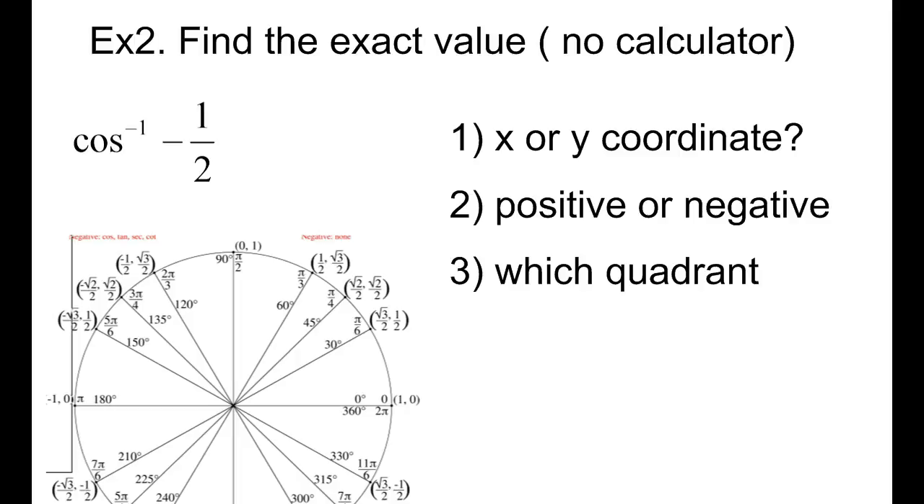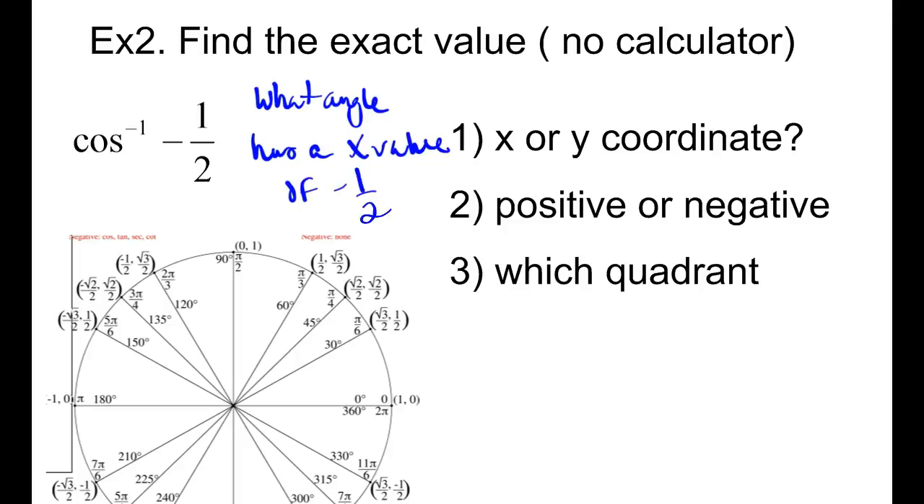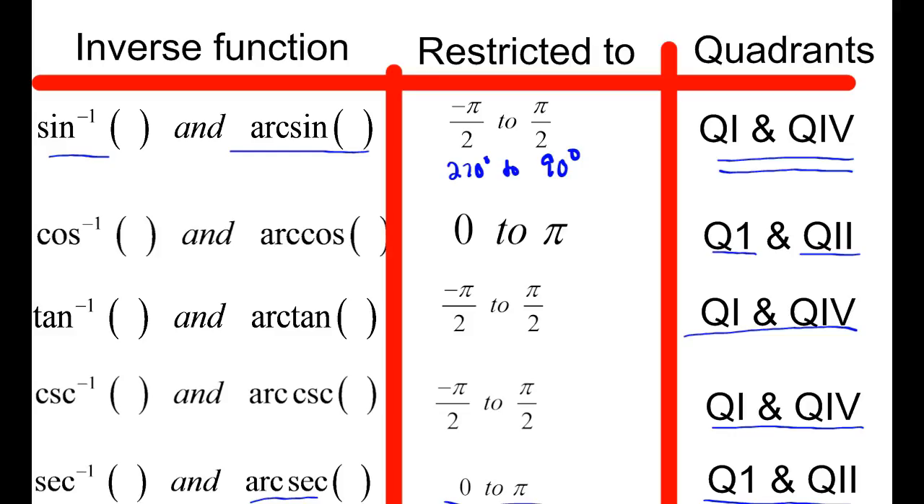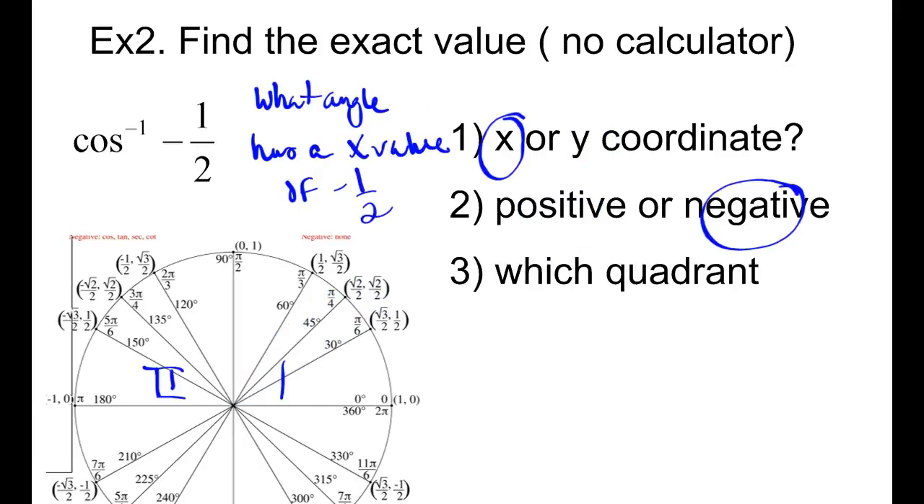This says what angle has a cosine of negative 1/2? So what angle has an x value of negative 1/2? So I'm looking at an x value. It's negative. Cosine, I'm pretty sure cosine is in quadrants 1 and 2, but I'm going to double check my table. And cosine, that's true. My angles can come from quadrant 1 or quadrant 2.